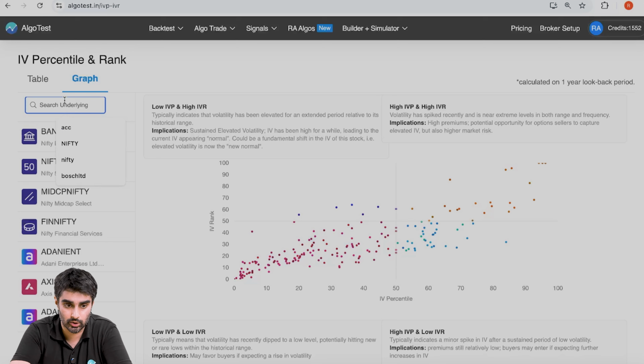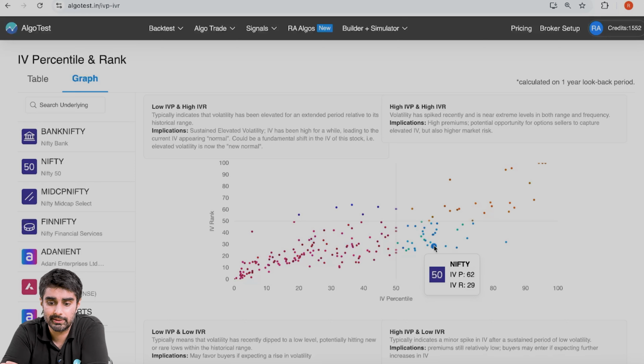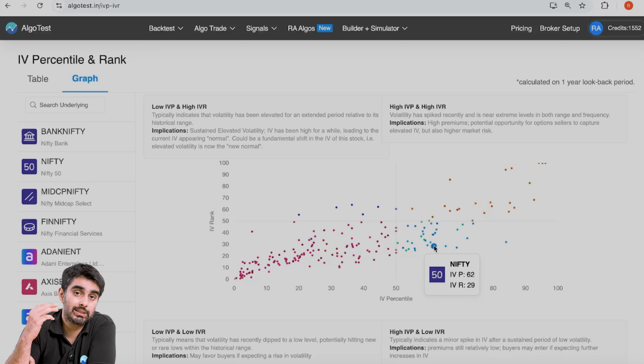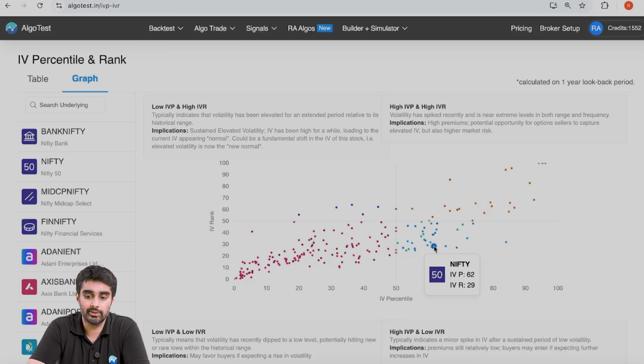Funnily enough, a few days ago I saw Nifty was also over here. Is it still here? Yeah, so Nifty is still here, right? You can see with Nifty, the IVP is 62, but IVR is 29. What's actually happened is that for the longest time, VIX was in its lower range, right? In the last 1 year, VIX was 11, 12, 13. But then the Trump tariffs happened, and then the Chinese response to the Trump tariffs happened, which led to a spike in implied volatility. And that's where you see Nifty over here.